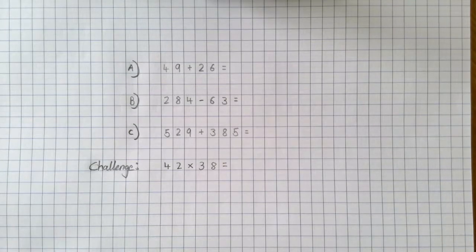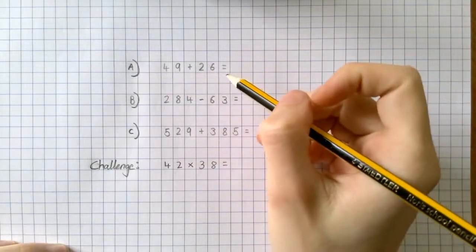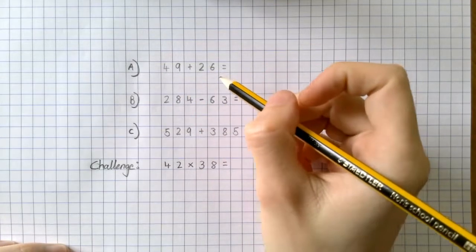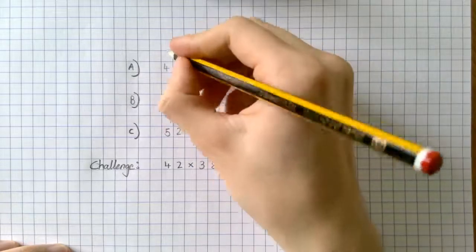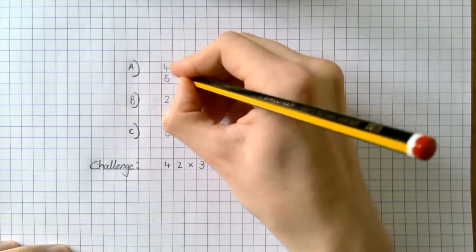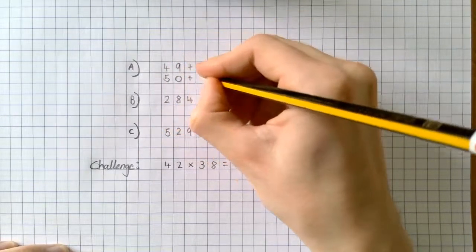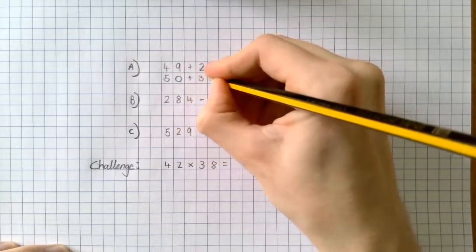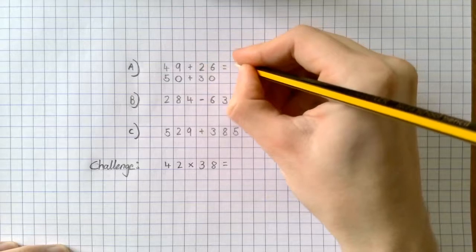Okay, I'm going to show you what I would have put as my near numbers, just so you can see where my answers are coming from. For A, instead of 49, I would have had 50, add 30. So my rounded answer would have been 80.